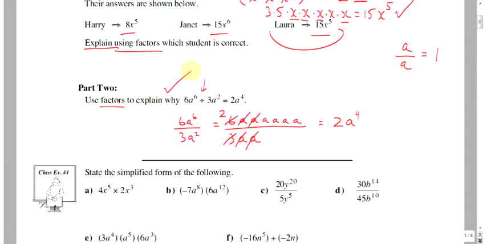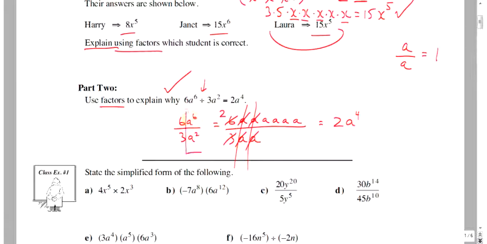Check. I proved that 6a to the 6th power divided by 3a squared is 2a to the 4th power. I didn't use any exponent laws here. I didn't use the quotient law. I just expanded it out and started hacking and slashing, crossing stuff out, because I know that's 1.